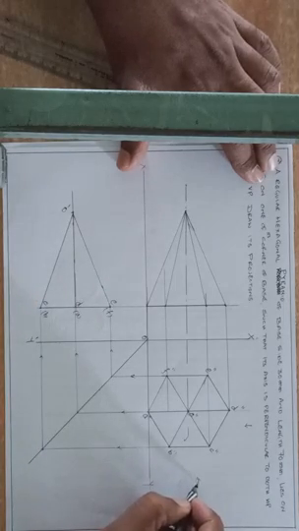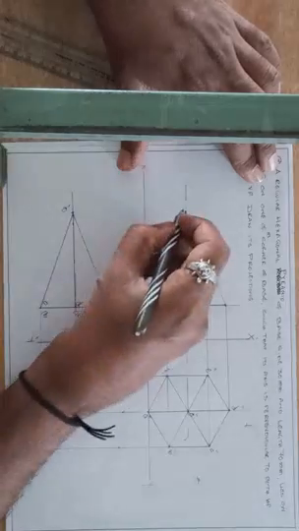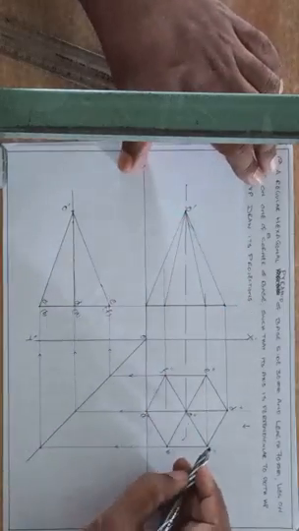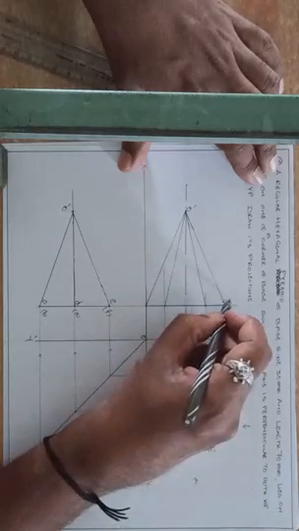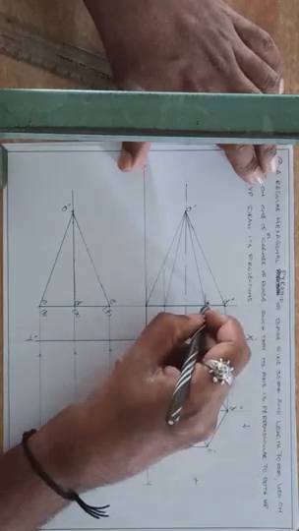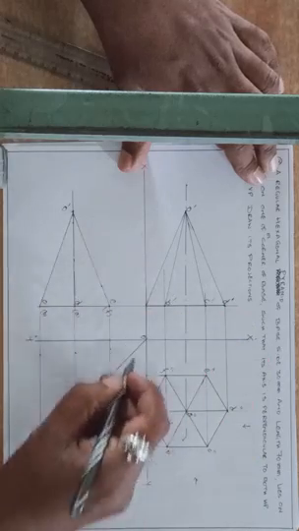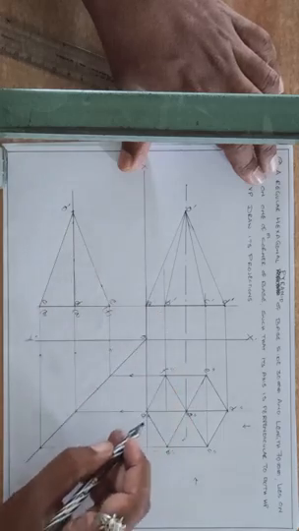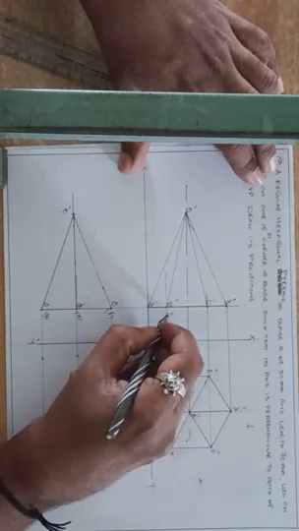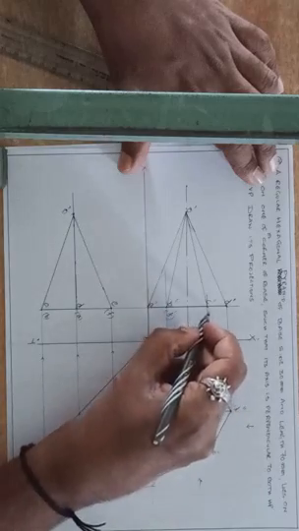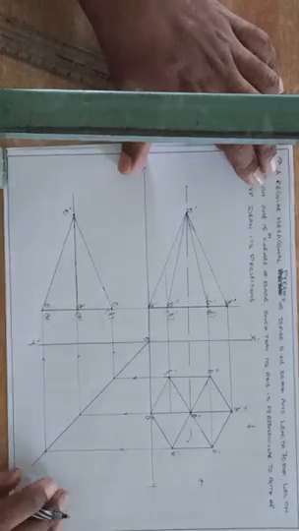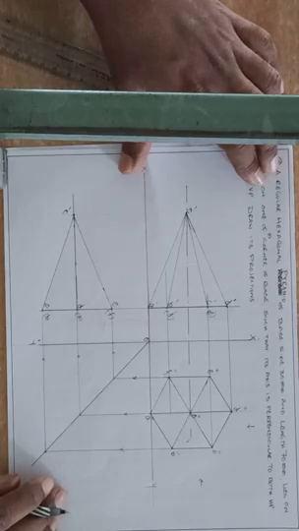Now notations in the front view, looking from here. This is O dash. Which is visible? D dash visible, C dash visible, B dash visible, A dash visible. Which is not visible here? F dash not visible, E dash not visible. That's all.